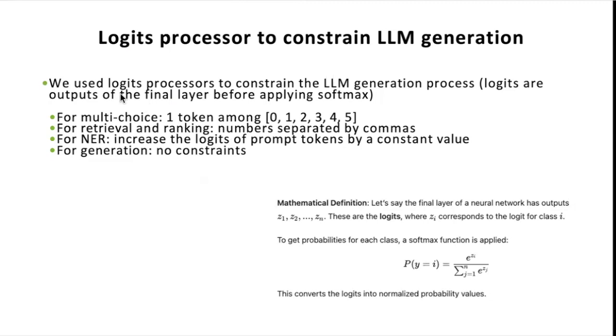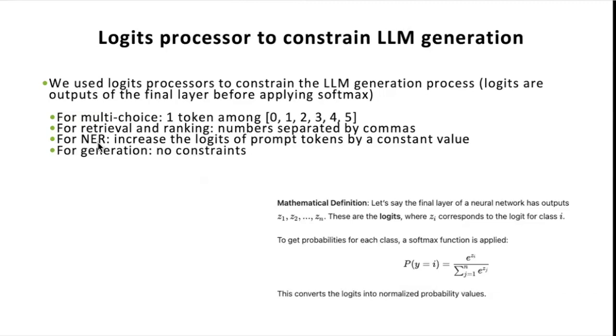So basically they want to process the outputs of the LLM to limit them. For example, for multiple-choice, it limits the LLM output tokens to be among the listed options in the instructions. They just limit the output to one of these tokens. And for retrieval and ranking, they also force it to be numbers separated by commas. So the LLM is forced to generate this, so that it doesn't generate lots of wasted tokens.